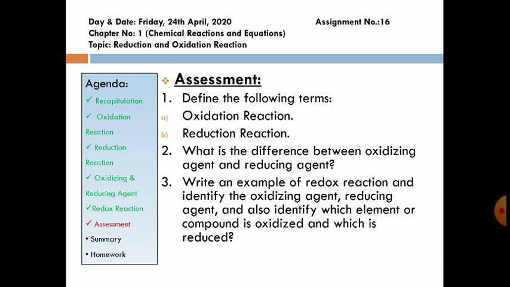Now, here comes today's assessment. You have to define the following terms: oxidation reaction, reduction reaction. What is the difference between oxidizing agent and reducing agent? Write an example of a redox reaction and identify the oxidizing agent, the reducing agent, and also identify which element or compound is oxidized and which is reduced.